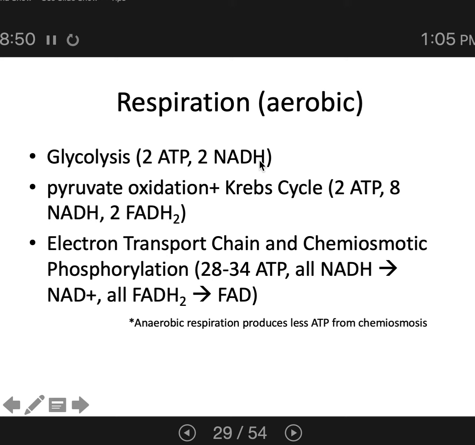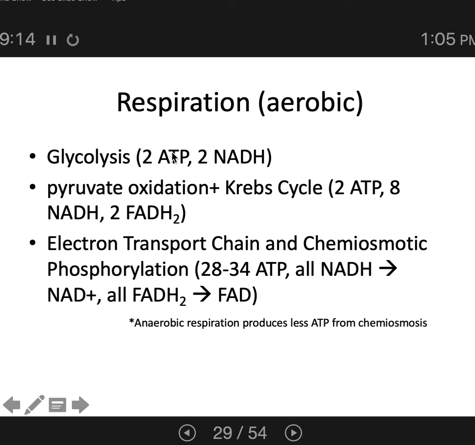So remember we loaded up 2 of the electron carriers with high energy electrons. So 2 NAD+ became 2 NADH. This is not useful for the cell yet, but it's carrying high energy electrons, which will be used to make more ATP later, because 2 ATP from glycolysis, that's not very much.